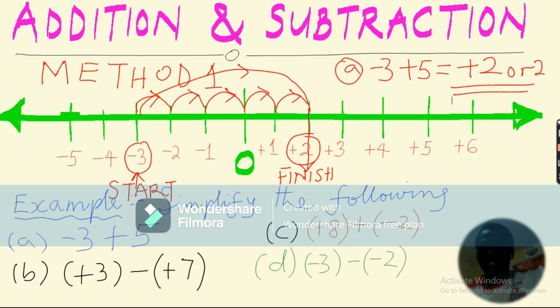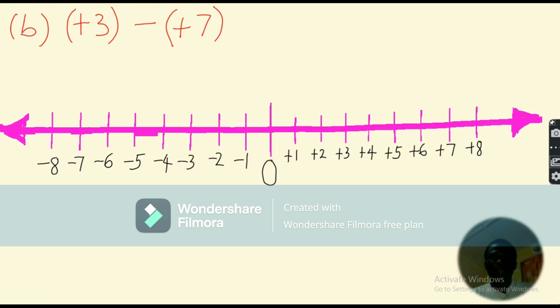So we'll go to the next one, still using the number line. Now the next question, that is the B part. We are going to do +3 minus +7. Like we did before, we're going to start from +3. So this is the +3 on the number line. Let's write start.